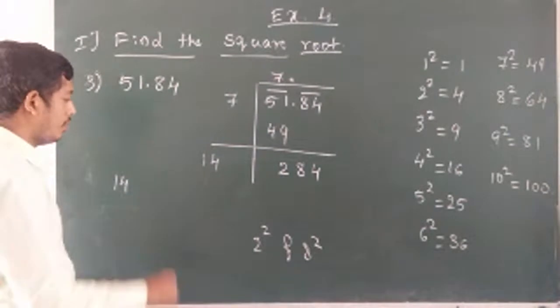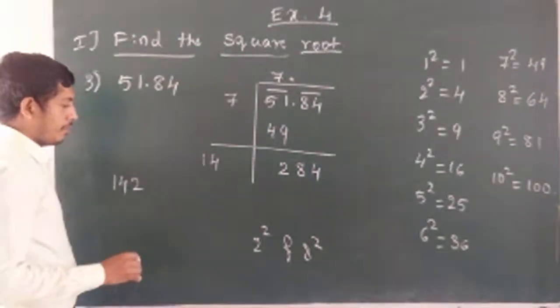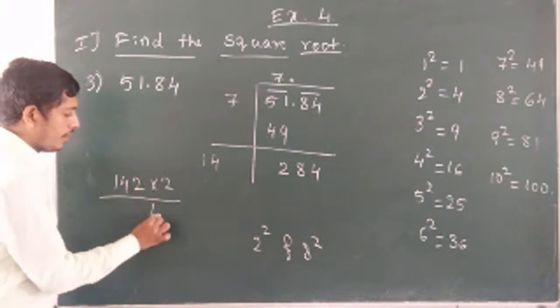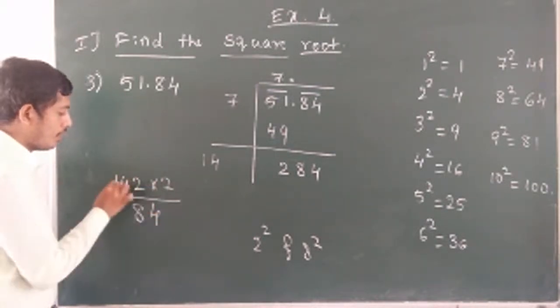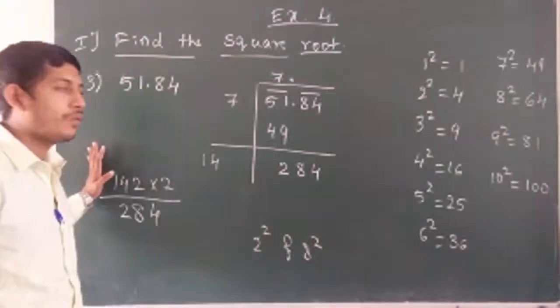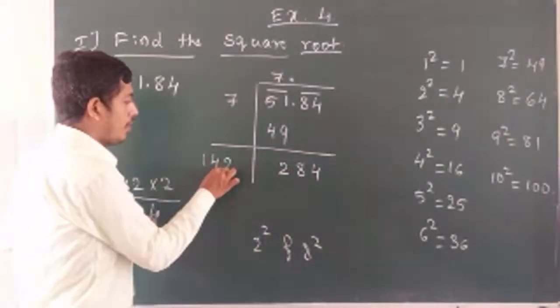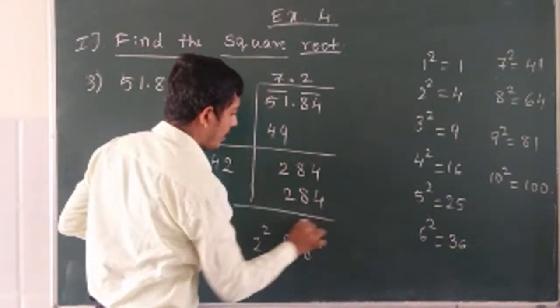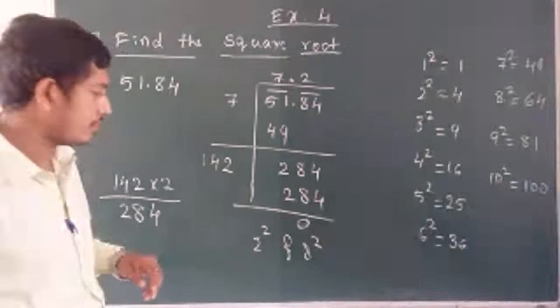Now we have to put one suffix here. 142 2s. 2 2s are 4, 4 2s are 8, 2 1s are 2. In the first step itself we got the answer. That is, we have to consider 2. 142 2s are how much? 284. And the remainder is how much? 0.